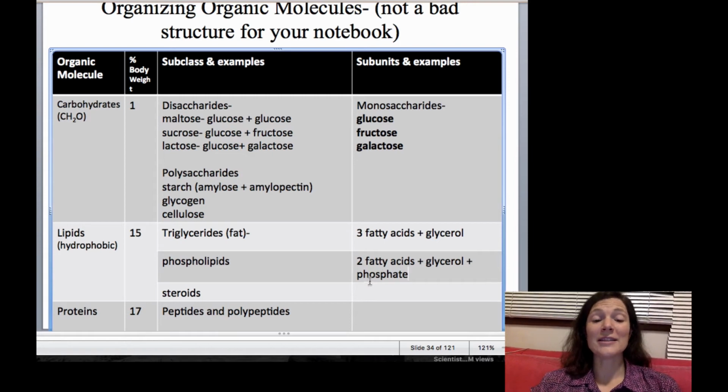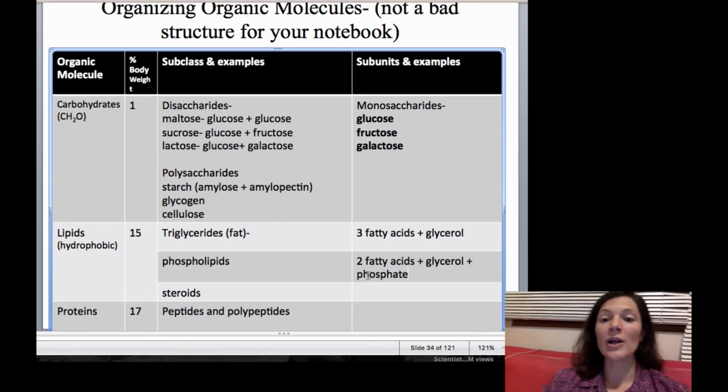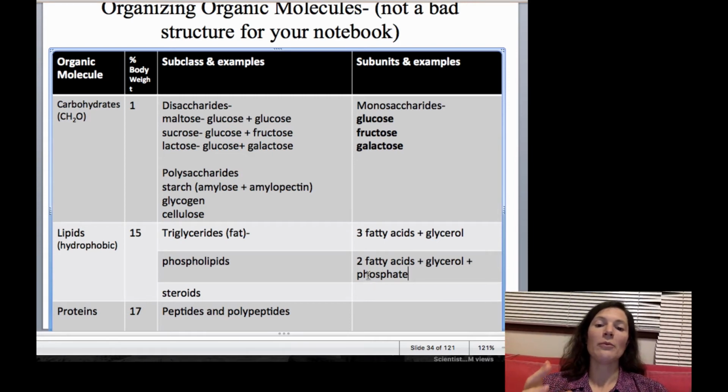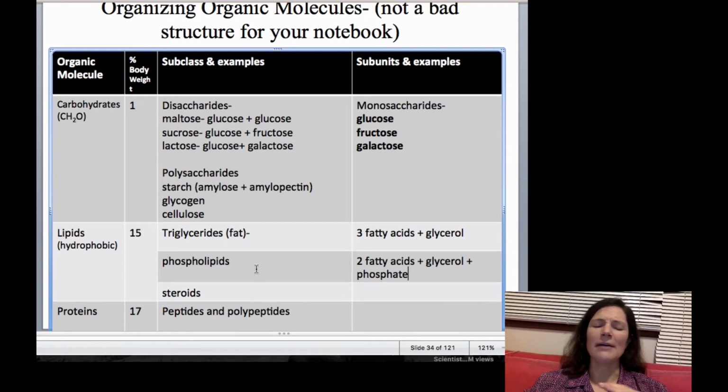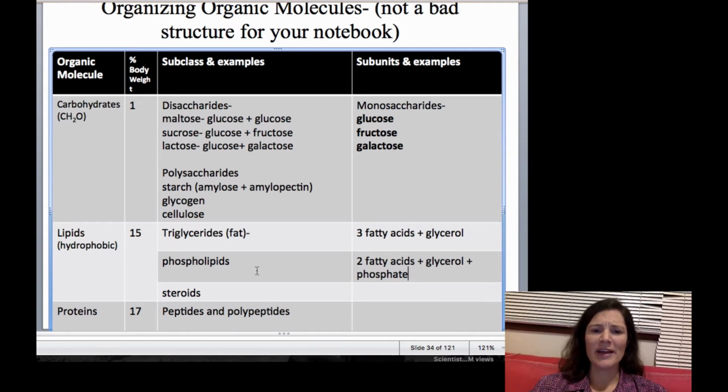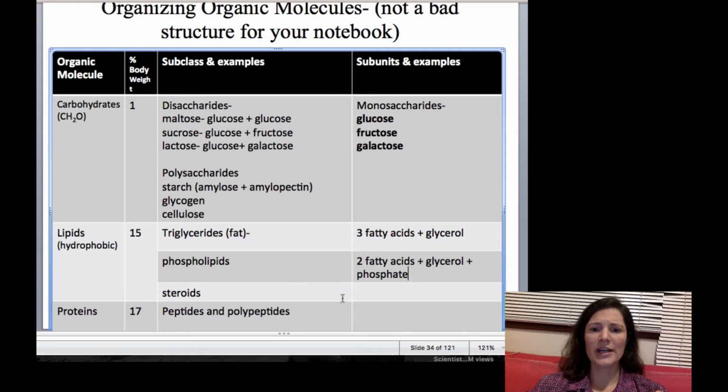And guys, I know that it seems like you're just memorizing molecules right now, but we use these all the time, so just trust me that eventually this will become more second nature.